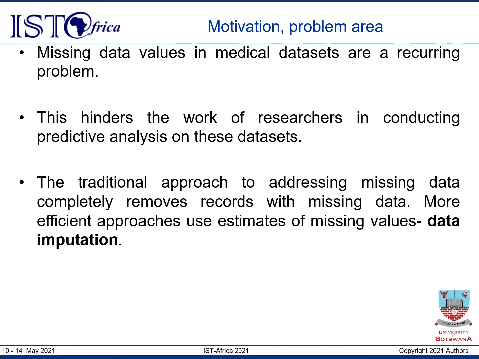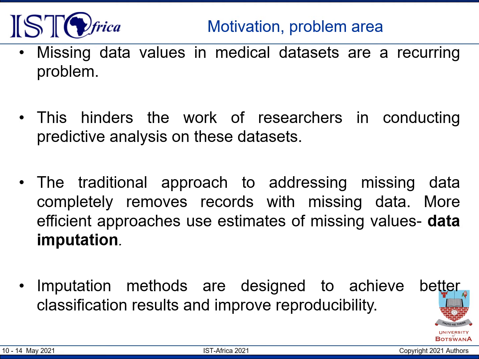The traditional approach to addressing missing data completely removes records with missing data. However, this is highly dependent on the amount of data that is available. More efficient approaches use estimates of missing values that is known as data imputation. Data imputation methods are designed to achieve better classification results and improve reproducibility of machine learning algorithms. There are various data imputation strategies that have been proposed over the years, and most of these are based on statistical methods and other machine learning algorithms.